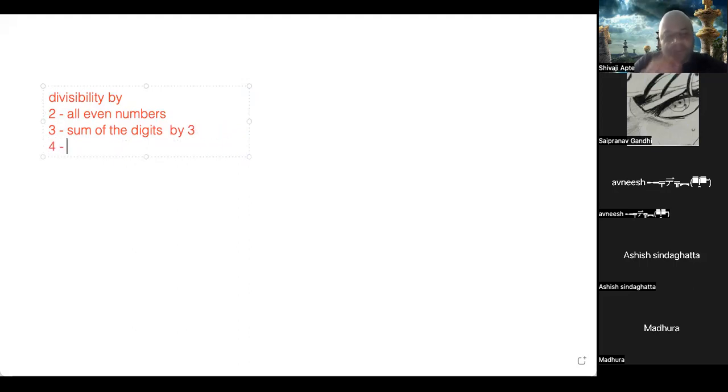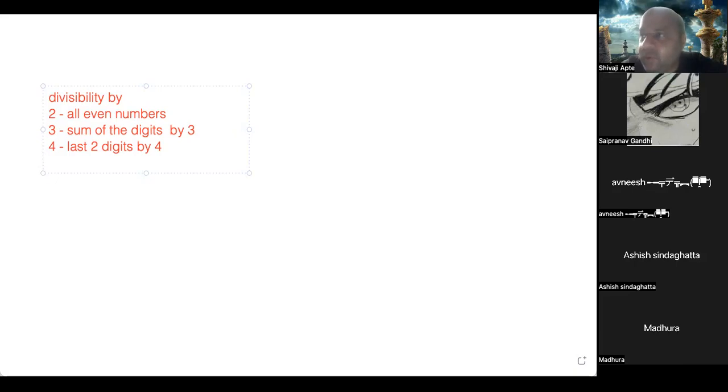Divisibility by 4. So say the last 2 digits by 4. If they are divisible by 4, then the entire number is divisible by 4. Why? That is because the last 2 digits are the tens place and the units place. Before that is the hundreds place, and 100 or any multiple of 100 is always divisible by 4, because 100 is 25 into 4.